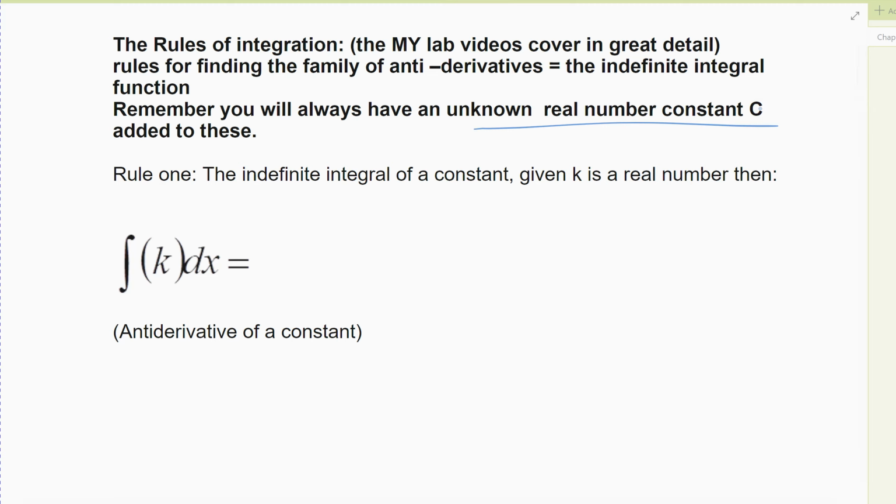Alright, so the rules, I'm going to go over them one more time, because I think it's always a good idea to hear them twice. And sometimes I talk about them a little differently than what the book does. So if I have a constant, k is some real number value, so k is just a number. Remember, the dx is "with respect to," so this is the derivative, the differential. What function gives me out the derivative of just a number? Well, that would have been just x. So this would be k times x plus some constant.